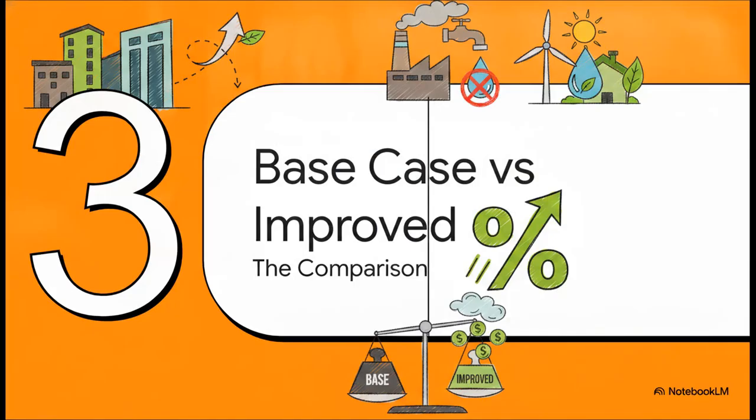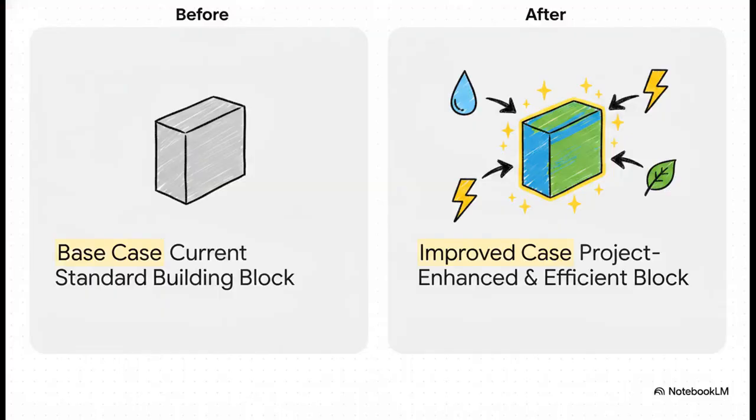Section 3. Base case versus improved case. To calculate a 20% savings, you obviously have to ask yourself 20% compared to what? The core methodology powering this tool relies on a very relatable concept, the before and after comparison. The software continually compares a standard, localized base case building against your project-specific improved case. That base case is built entirely on current standard practices or local building codes for your specific city. The improved case? That's your actual design, updating in real time as you pick different efficiency measures.